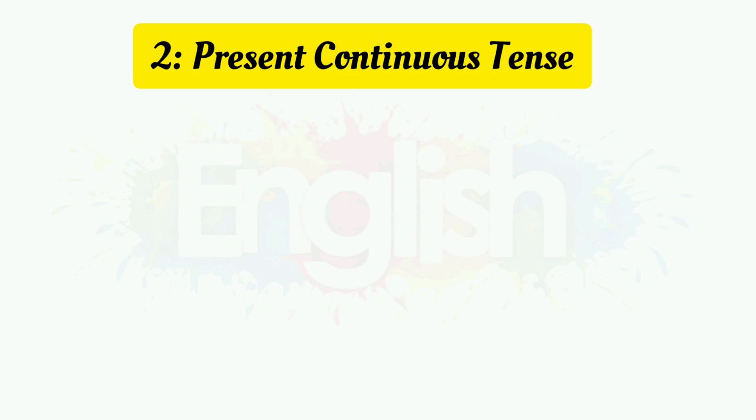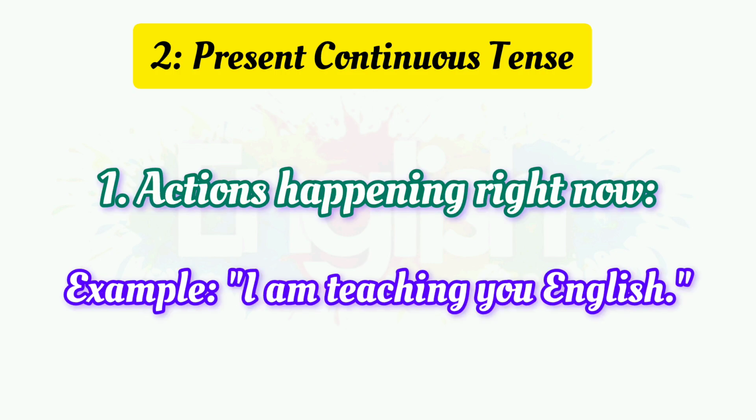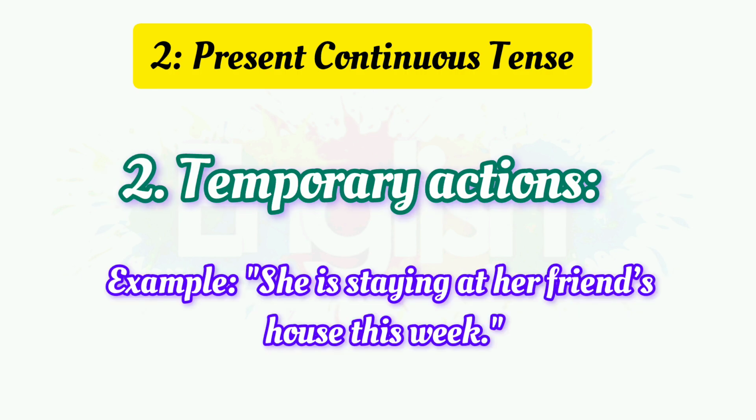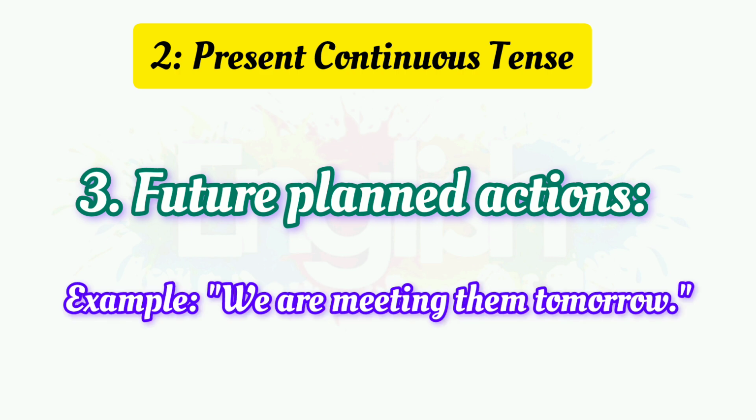2. Present continuous tense. 1. Actions happening right now. Example: I am teaching you English. 2. Temporary actions. Example: She is staying at her friend's house this week. 3. Future planned actions. Example: We are meeting them tomorrow.